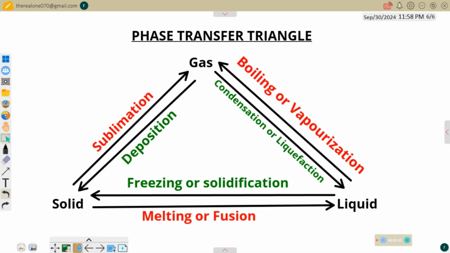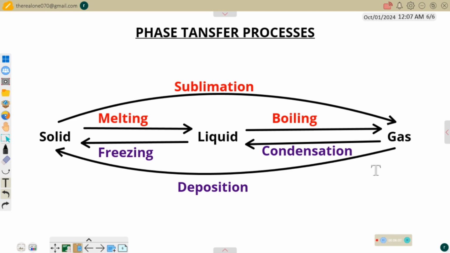Before that, this diagram can be drawn in a linear pattern instead of in the form of a triangle like this. That will also indicate phase transfer processes. Let's see how we can draw it otherwise. Now you can check this new diagram. This looks simpler than the triangle diagram. From solid to liquid, we have melting, which is also known as fusion. Then from liquid to gas, we have boiling, which is also called vaporization. Then gas to liquid, we call it condensation or liquefaction. Then from liquid back to solid, we call it freezing or solidification. Now from solid straight to gas, we call it sublimation. Now from gas back to solid, we call it deposition. So what we have here is just the same as what we have in the phase transfer triangle above.